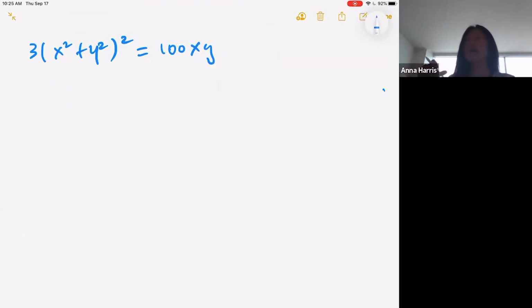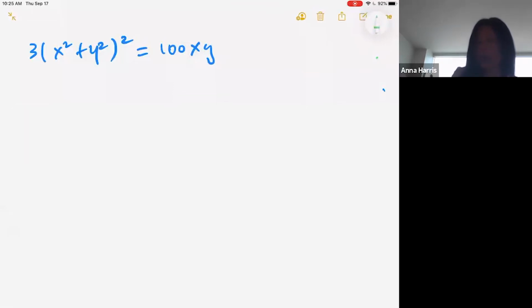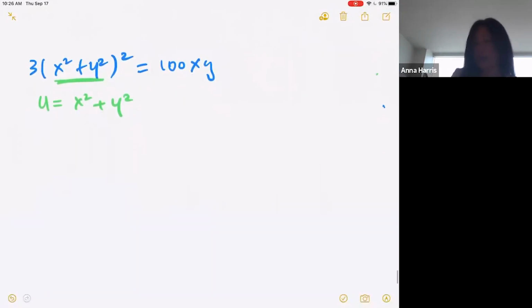I expect you to remember your product rule. So I'm going to just go ahead and do it. Let's do the left-hand side first. On the left-hand side, we use the chain rule. So I'm going to say u is equal to x squared plus y squared. Then u prime is equal to what? 2x plus 2y dy/dx.